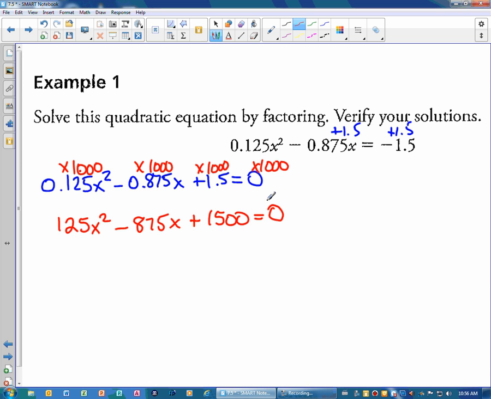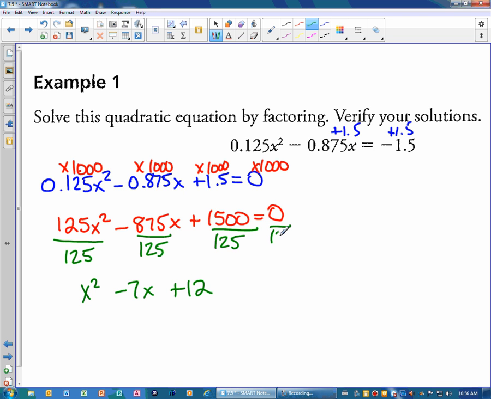Now, if I can multiply it by everything, I can divide by everything. And so we're lucky in this example because we have 125, which goes into 875 and which goes into 1,500. So I can simply divide, but if I do it there, which gives me x squared, I have to do it there, which gives me 7. I have to do it there, which gives me 12. Have to do it there. 0 divided by anything is still 0. Okay, something we can factor.